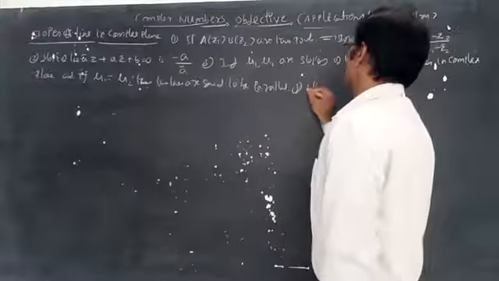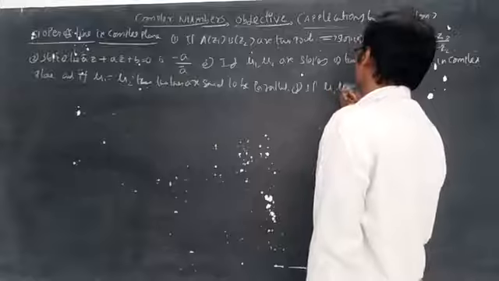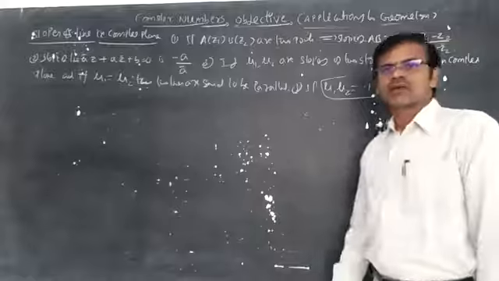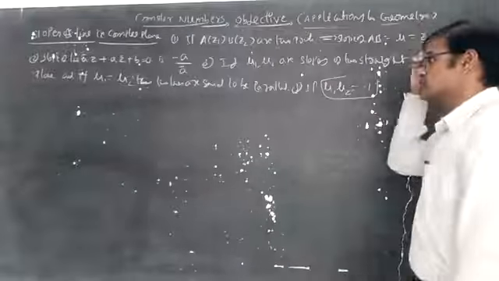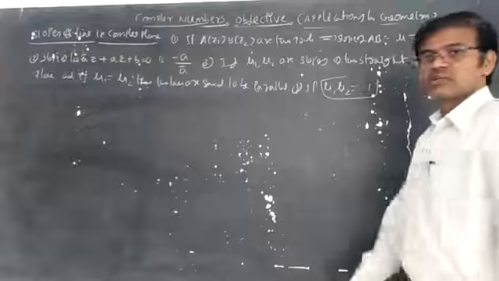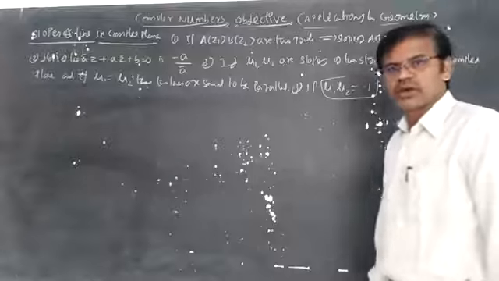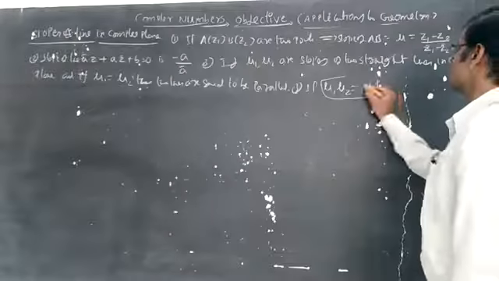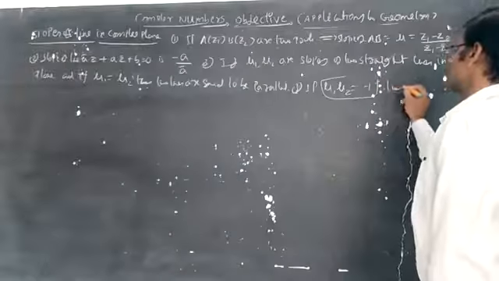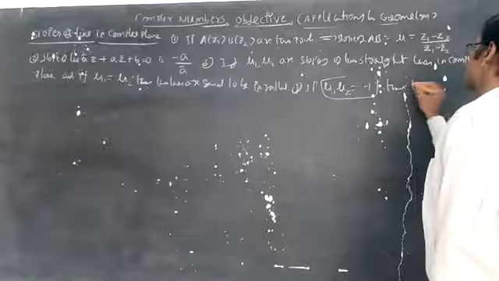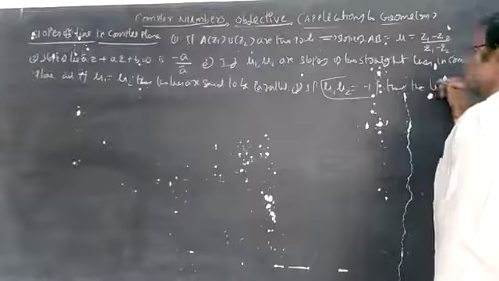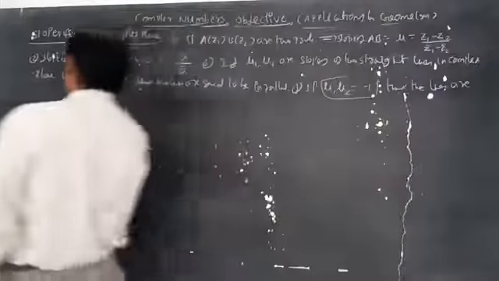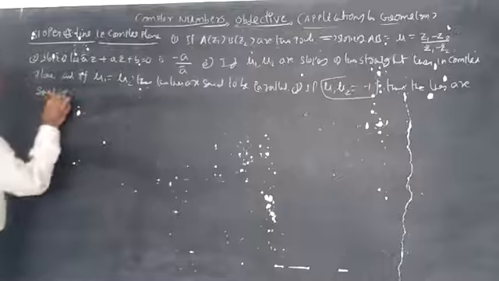Third one: if mu1 into mu2 is equal to minus 1, of course, in general geometry the concept of complex numbers is also the same concept, but here the slope of one line is indicated with the letter mu1 and the slope of the other line is mu2. If mu1 mu2 is equal to minus 1, then the lines are said to be perpendicular or mutually orthogonal.